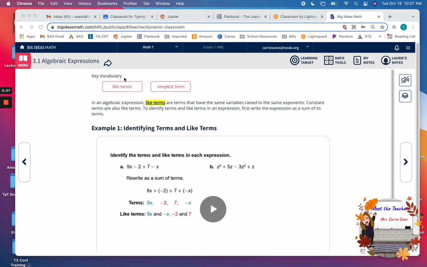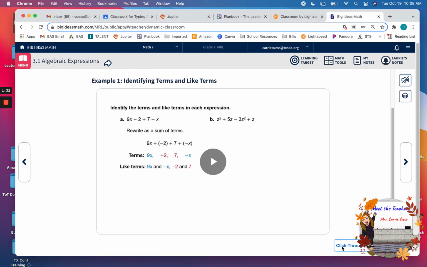All right, so your key vocabulary talked about like terms and simplest form. Can somebody tell me what a like term is? Terms where the same variable is raised to the same exponent. So same variable, meaning they both have an x, or they both have a y, or a w, whatever the variable is. And if anything is raised to an exponent, like x squared, they both have the x squared. It could also be numbers with no variables. Those are called constants.